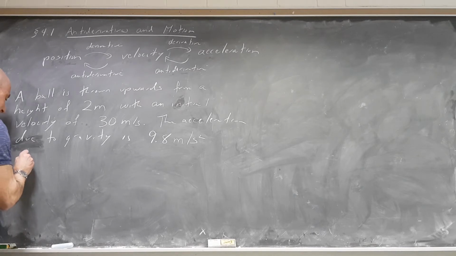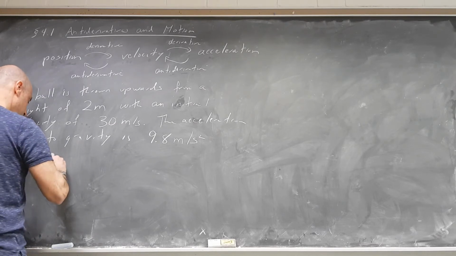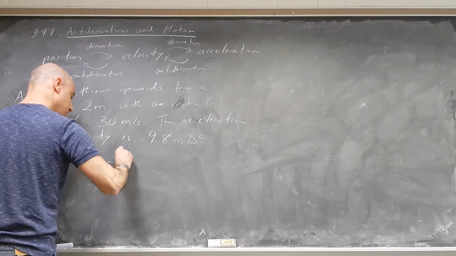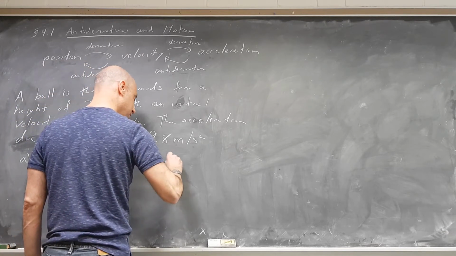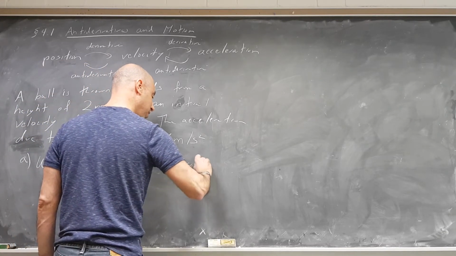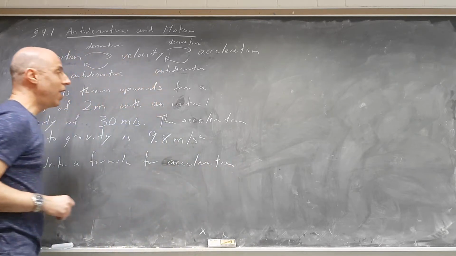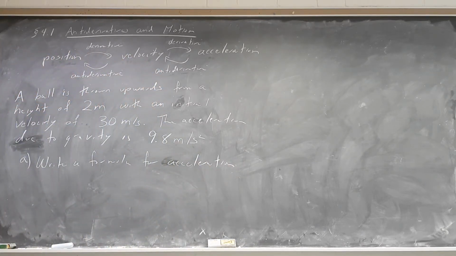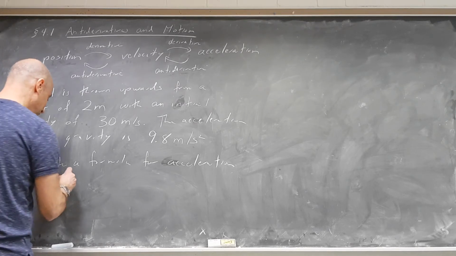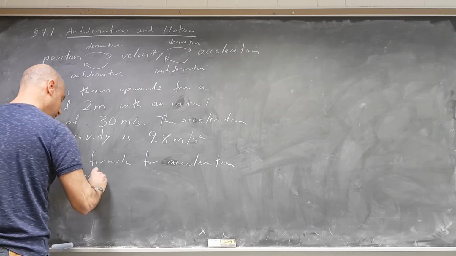So part A, let's write a formula for acceleration. Now, I've told you over and over again to define your variables. The one kind of variables I'm not going to make a big deal of are velocity and acceleration. So if you want to call acceleration A in a problem where you're dealing with velocity and acceleration, I'm okay with that. I will know that A means acceleration. But if it helps, I'll just write A equals acceleration.